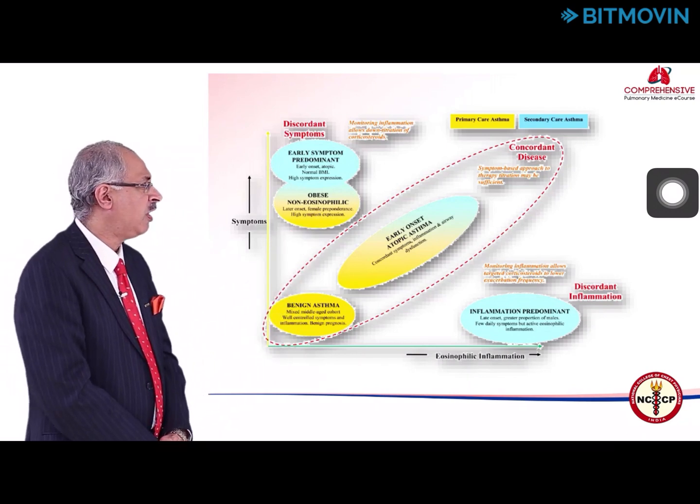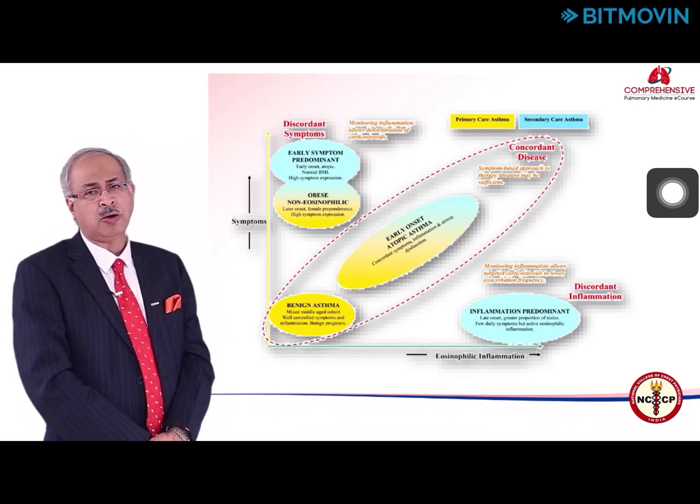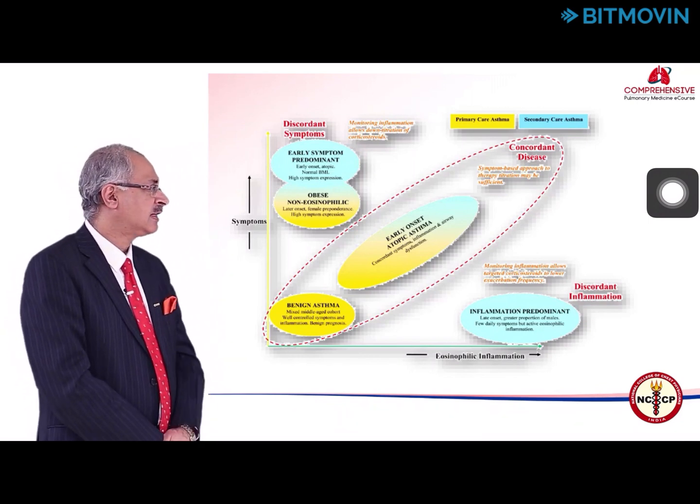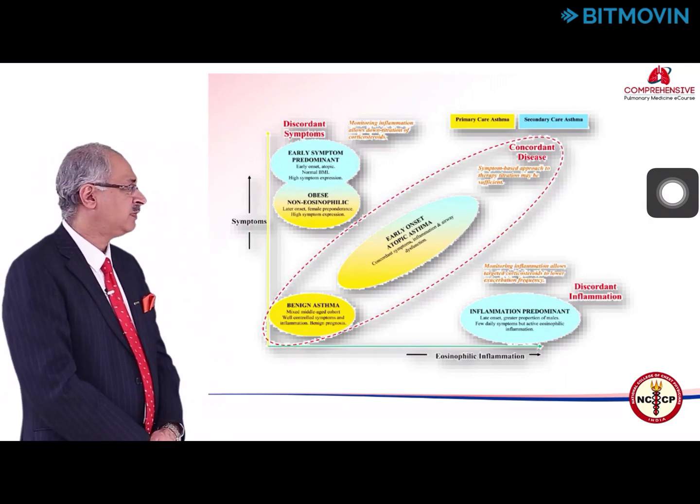On the other end, when we go to the discordant symptoms, what you will see is that early symptoms will be predominant. It will have an early onset atopic, normal body mass index could be there, and in these cases high symptom expression is going to be there, and there could be frequent exacerbations. That's very important.